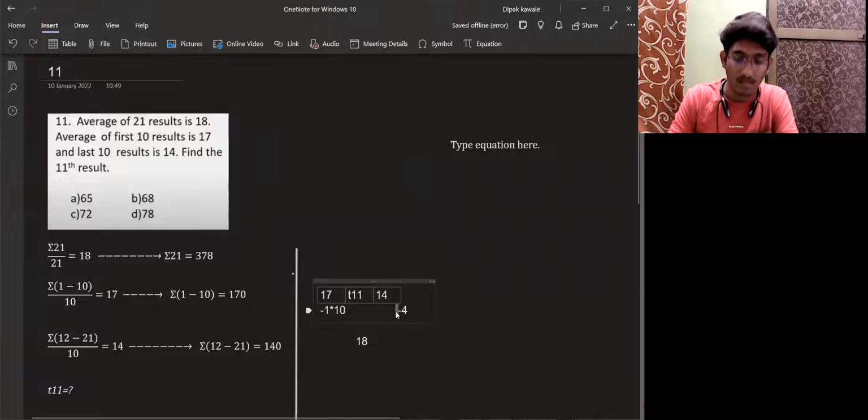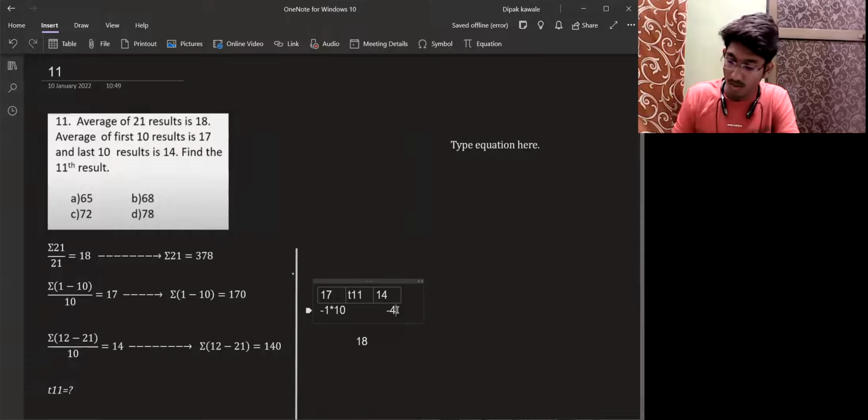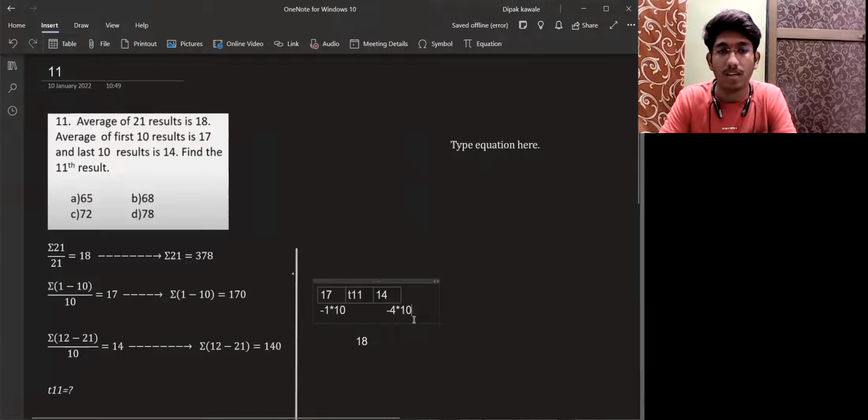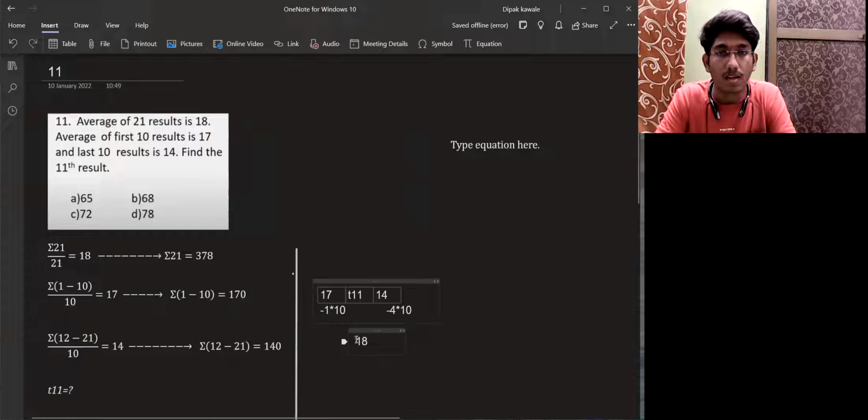Similarly, this 14 is the average of the last 10 results. Therefore, we have to multiply this difference with 10. Now this minus 10 and this minus 40 becomes minus 50.